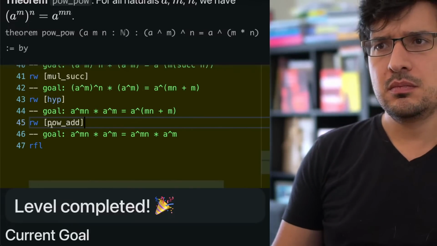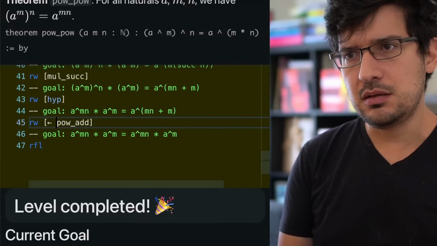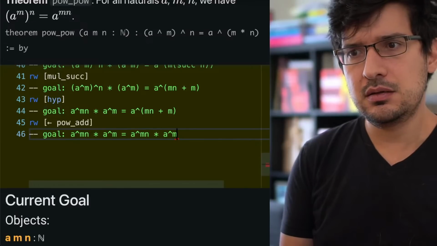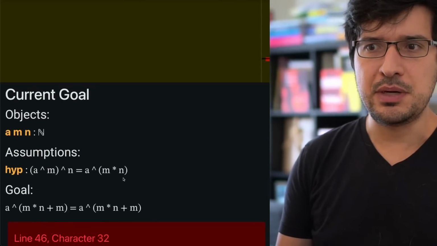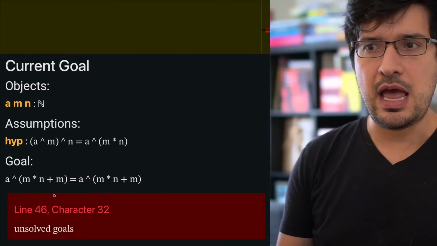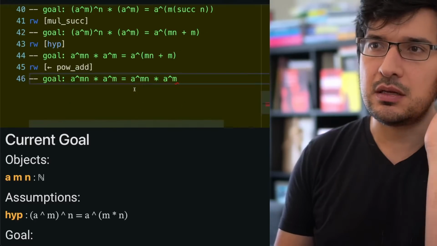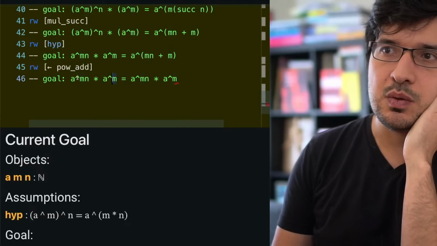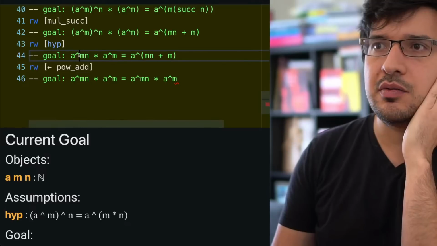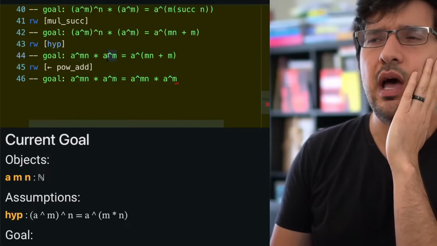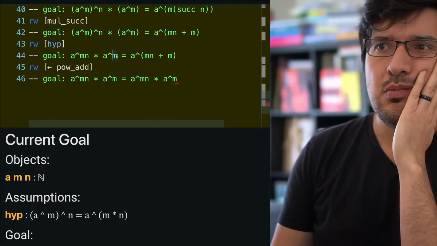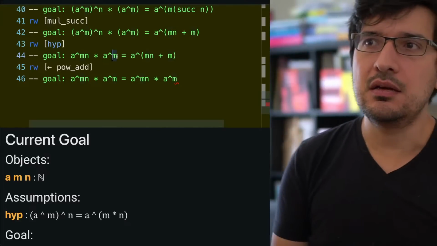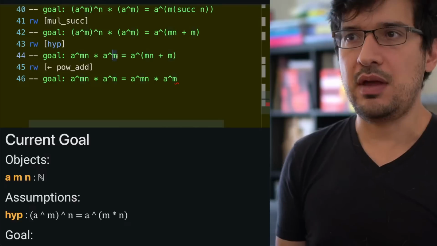Now, if I did the left bracket here, then we are rewriting the left-hand side, right? Yeah. Okay, so that's the one I wanted. I wanted to bring this m into this exponent on line 46. Or, whatever. Yeah, same. I wanted a raised to mn plus m.